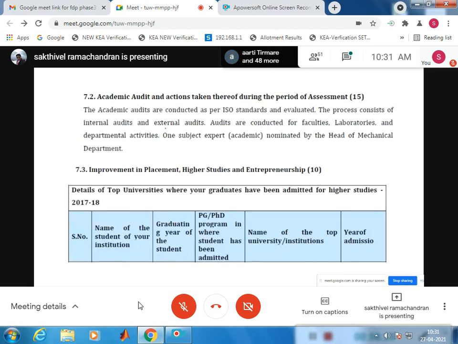The next comes academic audit, action taken thereof during the process of assessment. So for continuous academic audit, I believe you will have an IQAC, every institution will have an IQAC, and that goes through the process of academic audit. The audit process will highlight where the shortcoming is, what is expected, what is in deficit. All those would have been narrated there, and that needs to be worked on so that those weaknesses can be overcome. So that needs to be documented.